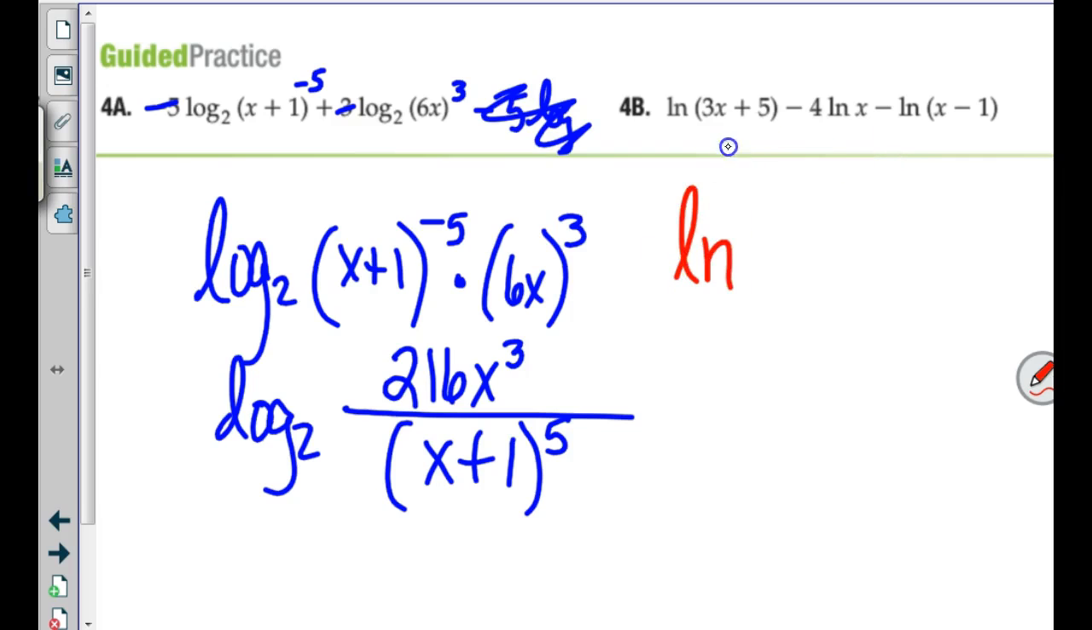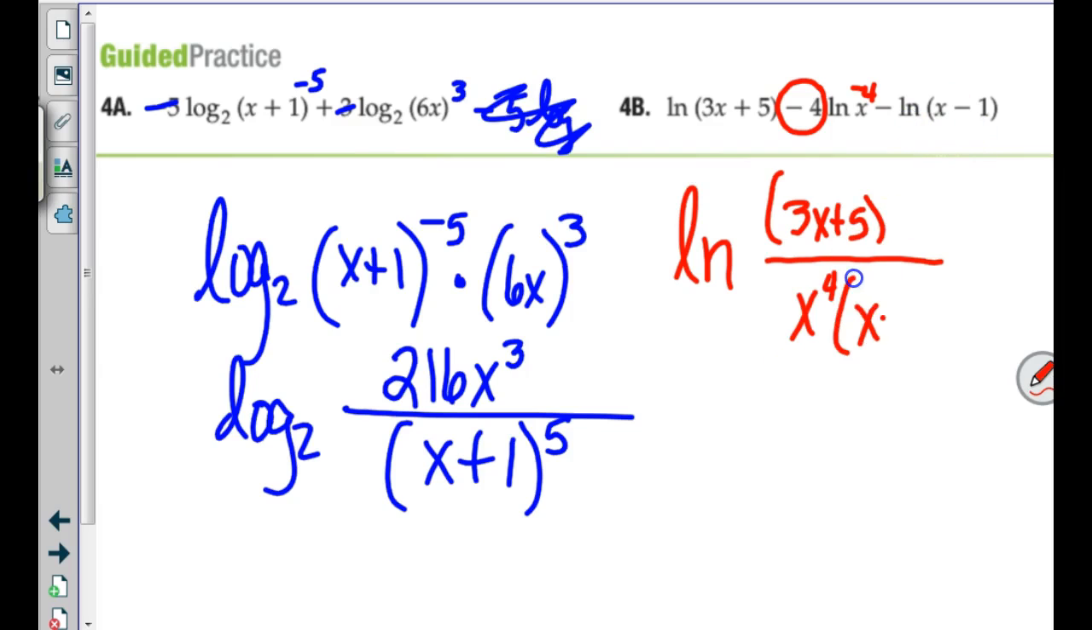ln 1 times 3x plus 5 goes where? Top or bottom? Okay, what does this do? Yeah, it means it's going to be divide, and it's an exponent. So what is a negative 4 going to do? Or it's just going to be an x to the 4th down here. And this one? Yes. Yep.